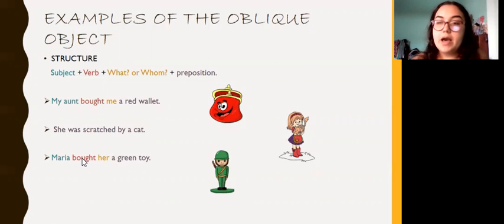Next example, Maria bought a doll and green toys, where Maria is the subject, bought is the verb, a doll will be the direct object, and finally, green toys is the oblique object.